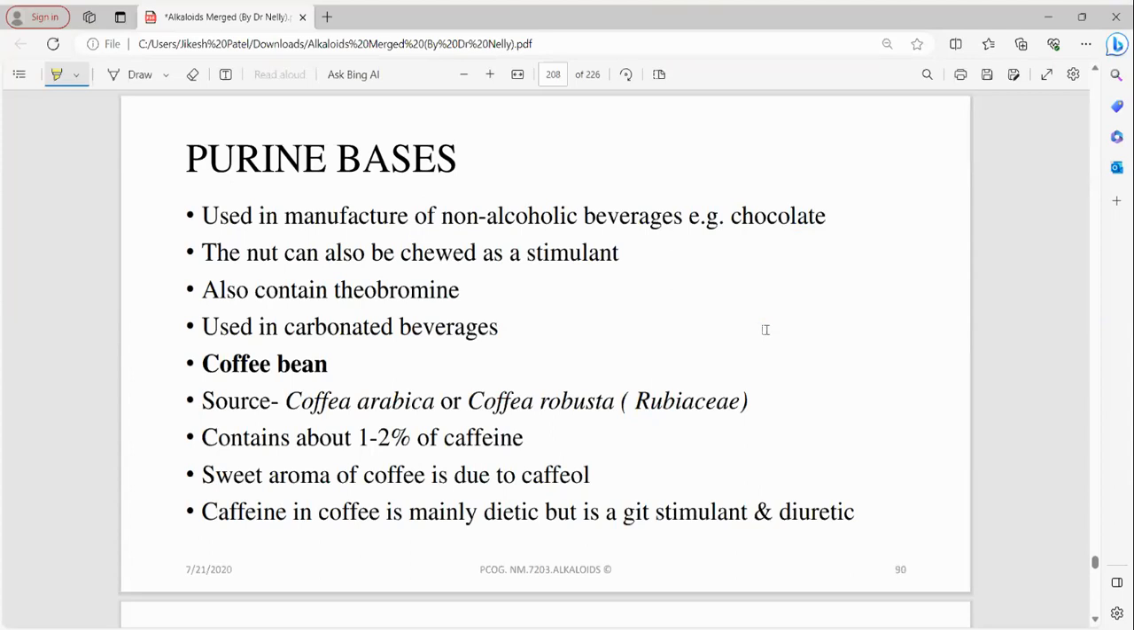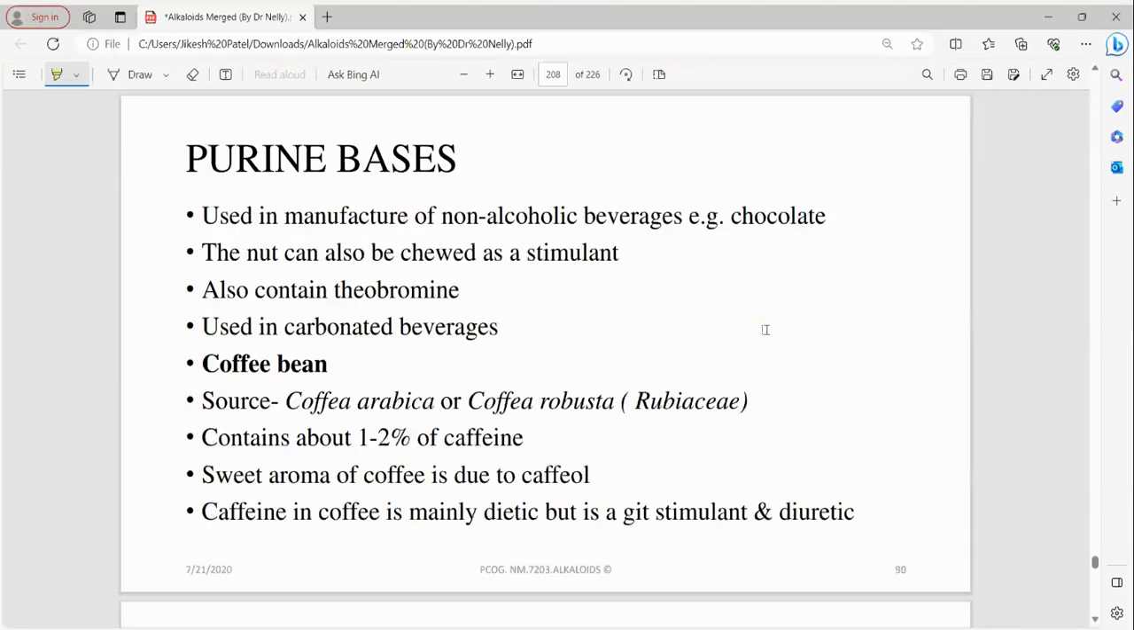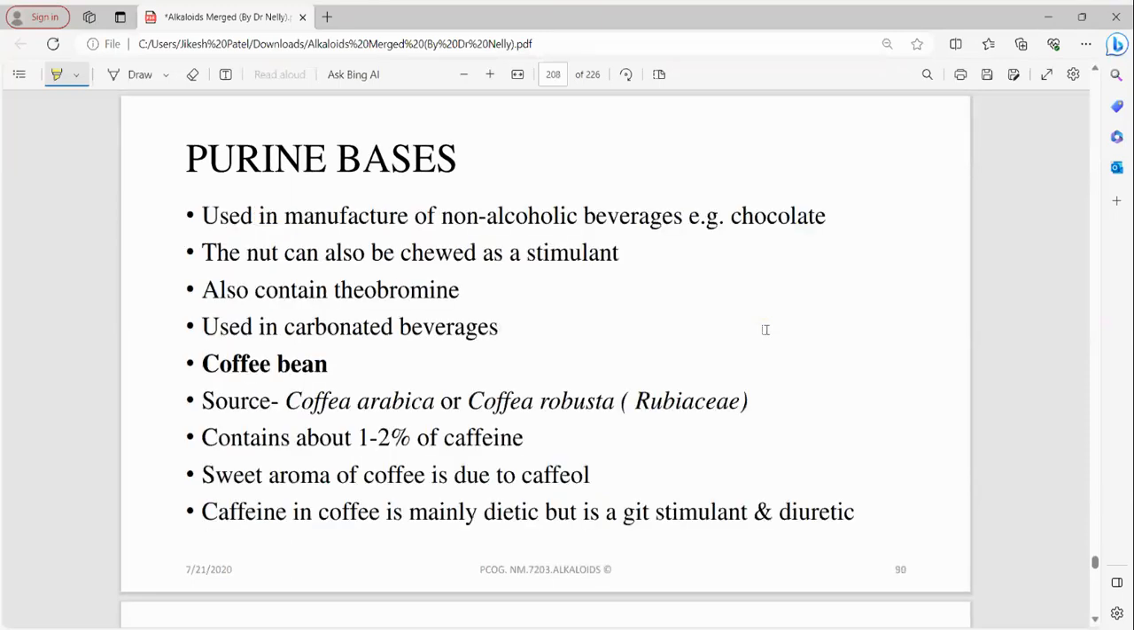Then coffee bean side effects. We can just go to the side effects. Oh, the other thing is caffeine is a diuretic. By the way, caffeine in coffee is mainly a diuretic, a GIT main diuretic. So side effects, we'll see.